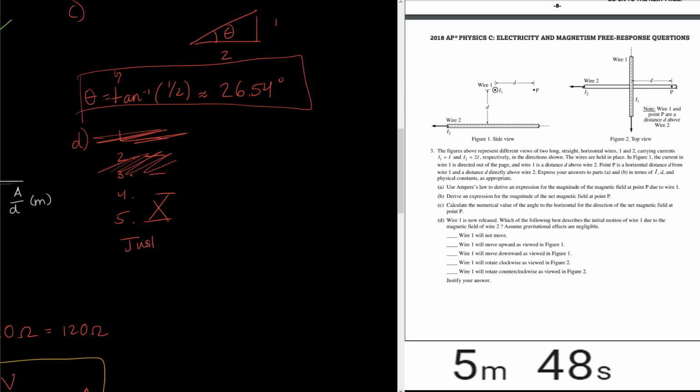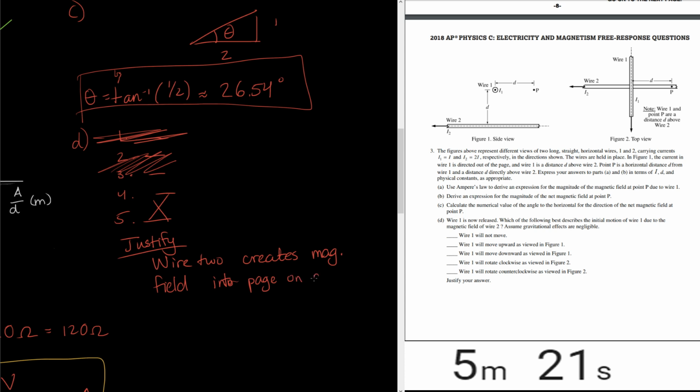Justify. Gotta write fast. Justify. It's going to be that wire 2 creates a magnetic field into the page on figure 2.